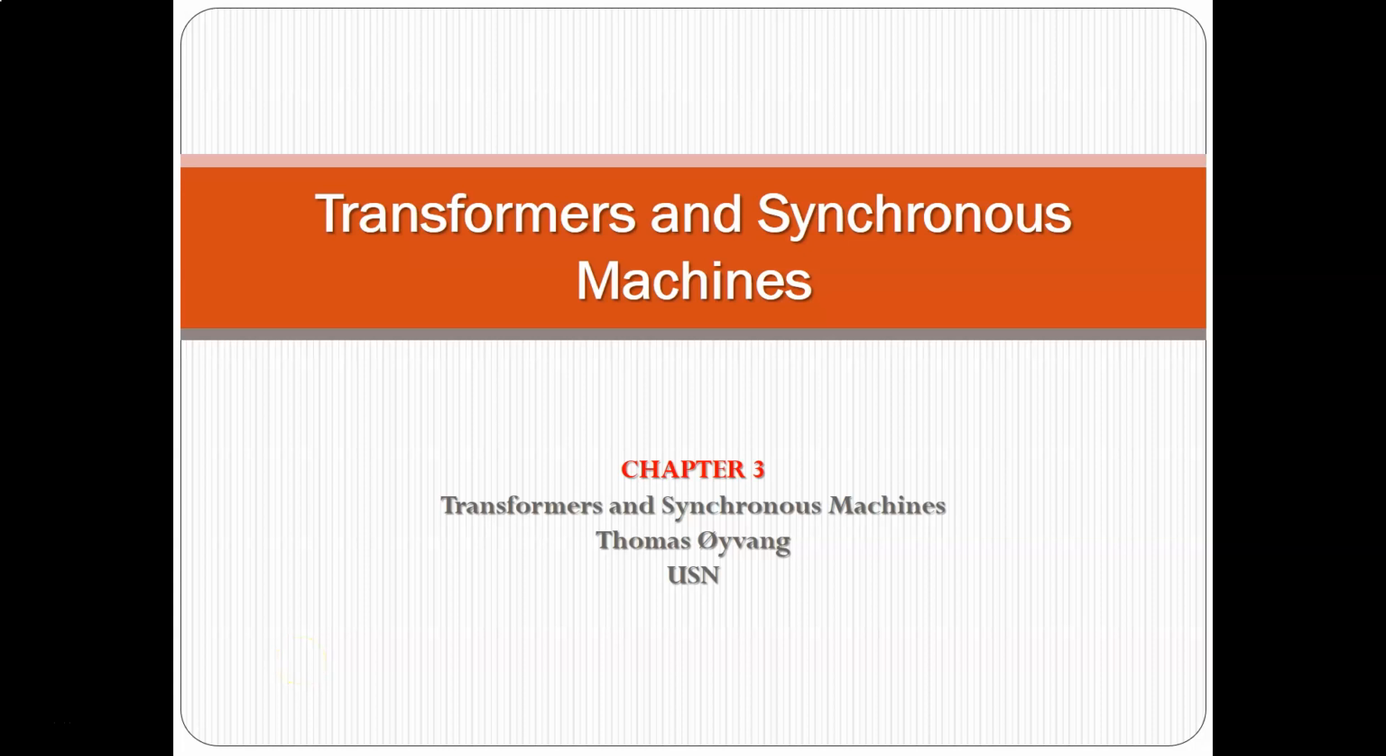Hi everyone, we will now talk about another very important basic component in power system analysis. That is the transformers and the synchronous machines, with a special emphasis on the synchronous generator, of course. This is chapter 3 in the book.